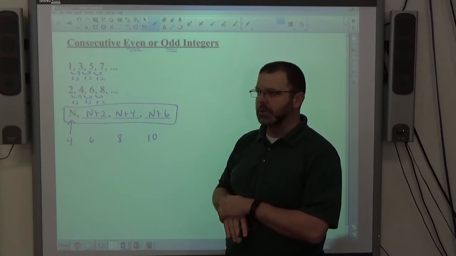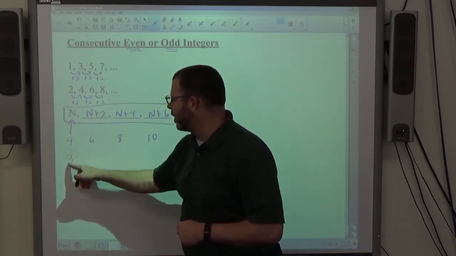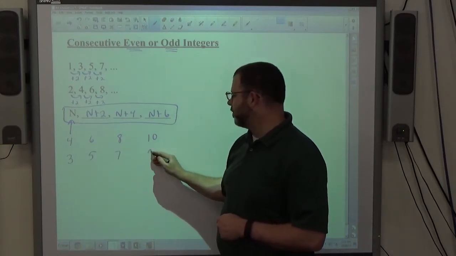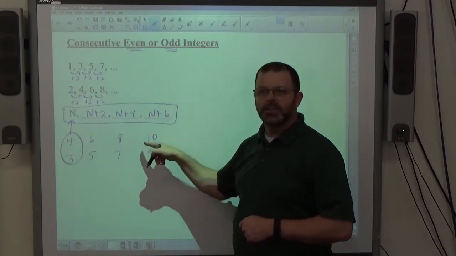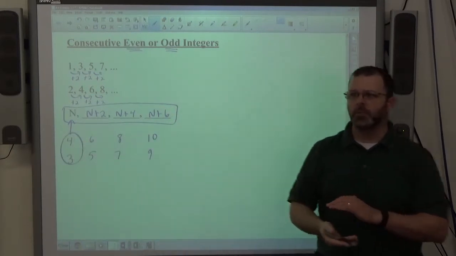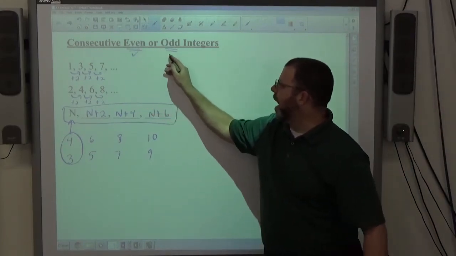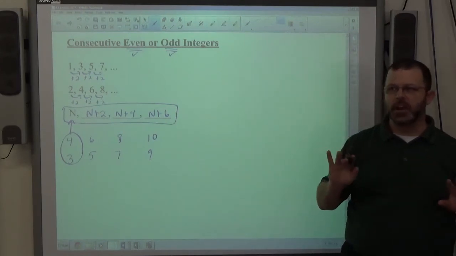Hannah, pick an odd number. 3. If n represents an odd number 3, 3 plus 2 is 5, 3 plus 4 is 7, 3 plus 6 is 9. By changing what n represents, but applying the same pattern, I'm going to create either a list of odd numbers or even numbers. So regardless of either one of these two adjectives, even or odd, this is what they look like algebraically. This is how we're going to set up our unknowns.